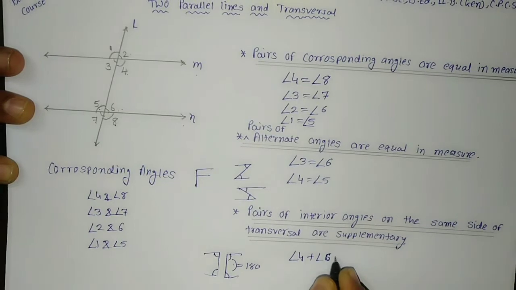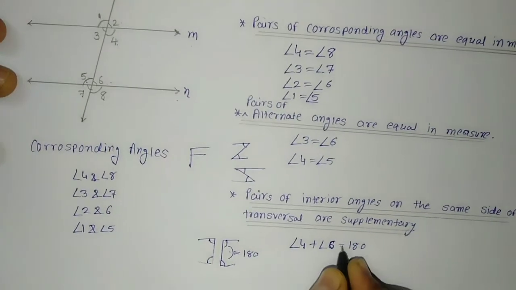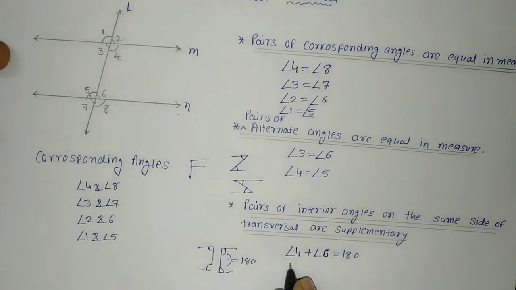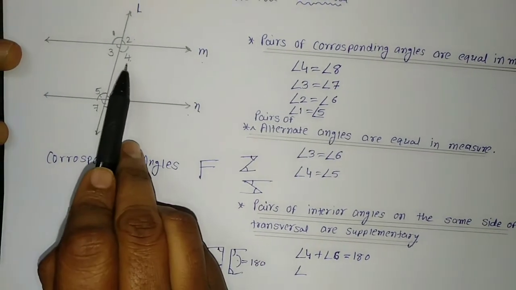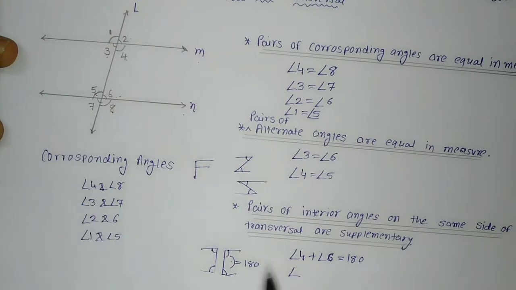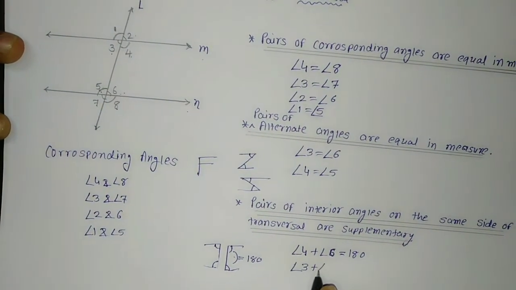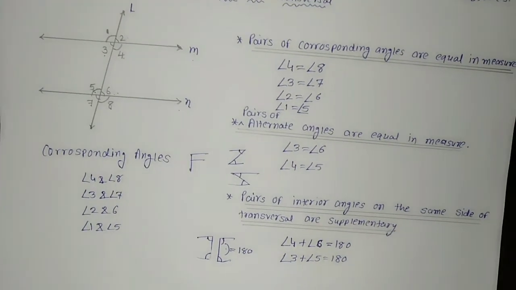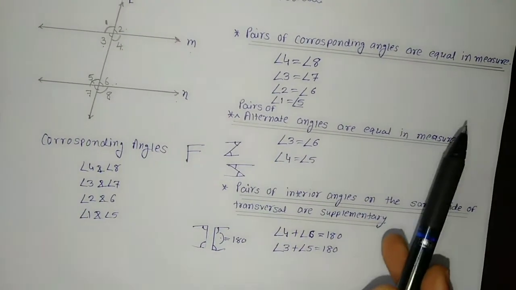Sorry, angle 6 is equal to 180, as they are supplementary. Supplementary means the sum total of both of them would be 180. In a similar way, we can say angle 3 plus angle 5 is also equal to 180. I hope you understand. Pairs of corresponding angles are equal in measure.